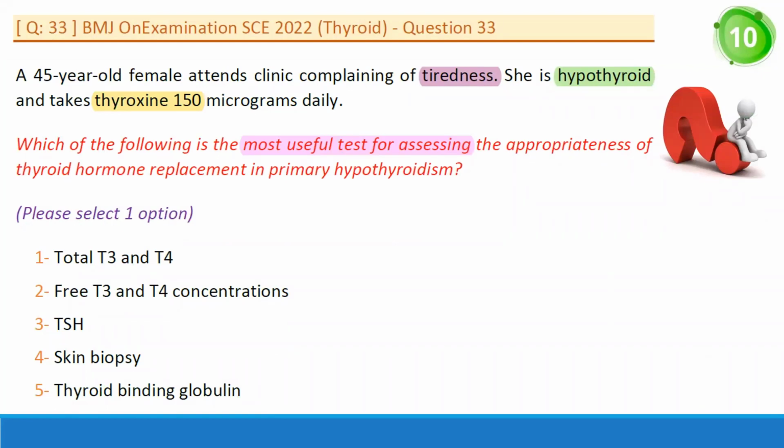Okay, this is a question. Which of the following is the most useful test for assessing the appropriateness of thyroid hormone replacement in primary hypothyroidism? TSH. Yes, TSH is the only test to check in a case of primary hypothyroidism. Free T4 in a case of central hypothyroidism. TSH and free T4 if you need to check compliance. If you need to check thyroid status in an infant, you need to do TSH and free T4. But actually in adults, the follow-up is just doing TSH.